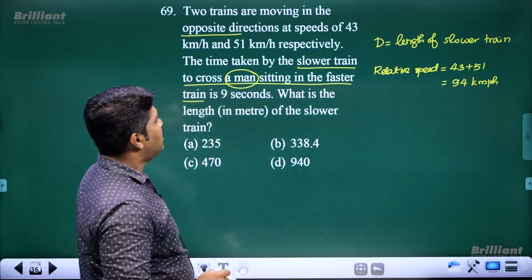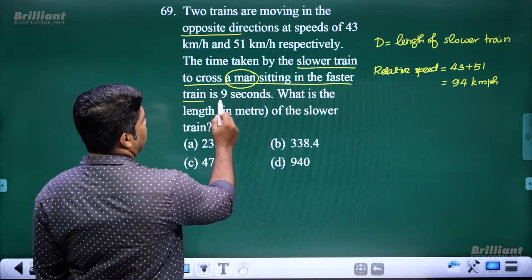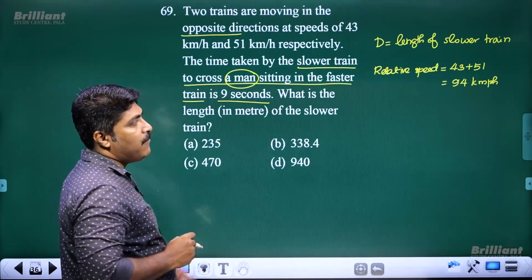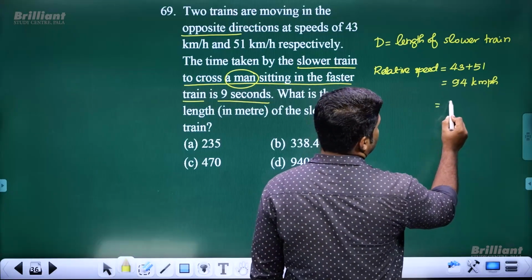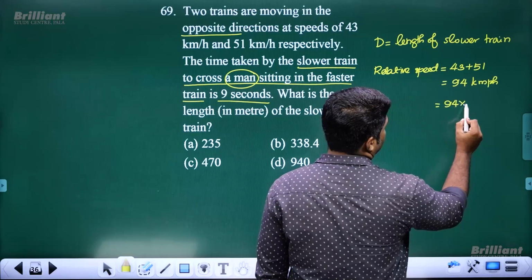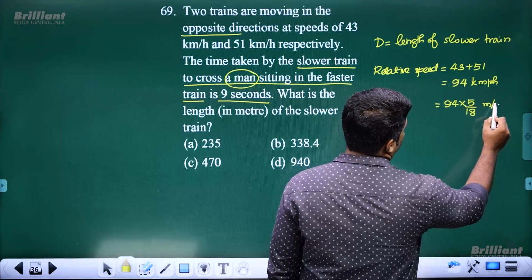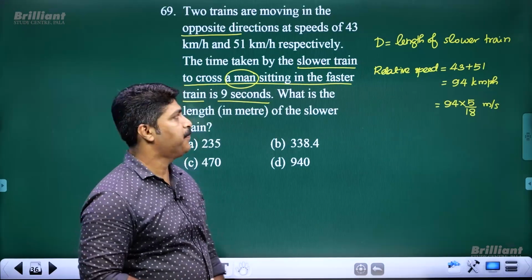In such a situation, here the answers are in meters and the total time taken is 9 seconds, that time in seconds. Therefore, we have to convert the speed also in the form of meters per second. How to convert the speed into meters per second? Just multiply it with 5 by 18. This many meters per second. Keep it like this. You don't want to simplify it right now.